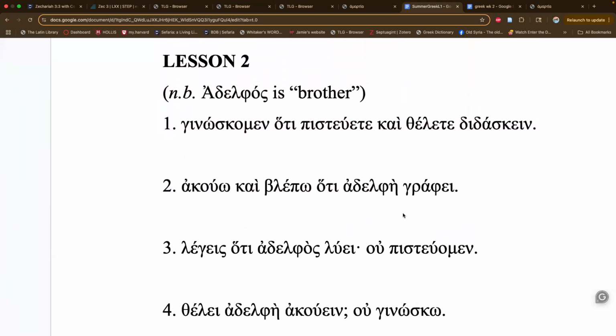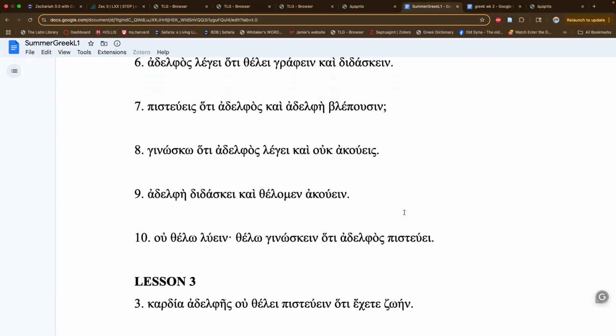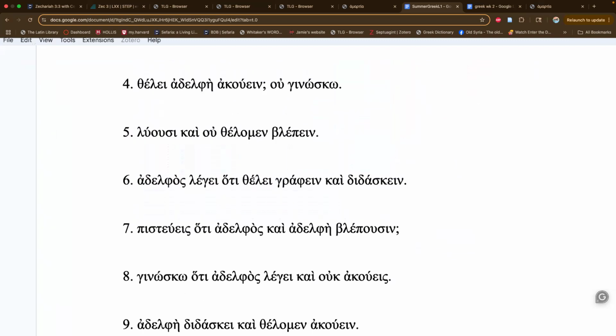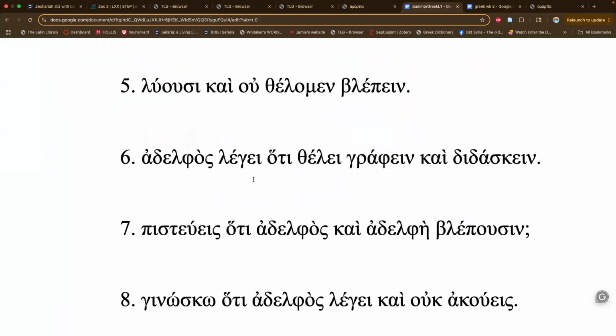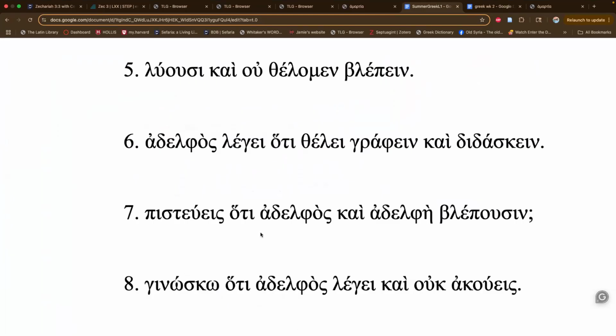Gosh, he put some complicated ones in this one. Let me see if there's one that perhaps would be easier. So thele, that's the one that means wishes. Lege, from Lego, is to say. So they destroy and we do not wish to see. Yes, perfect.